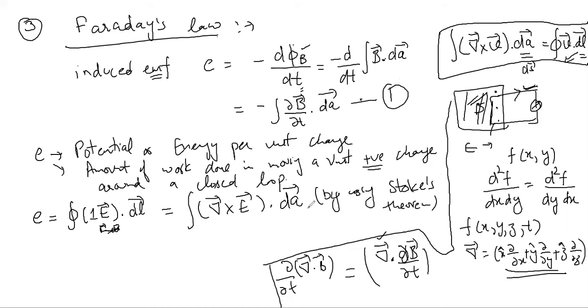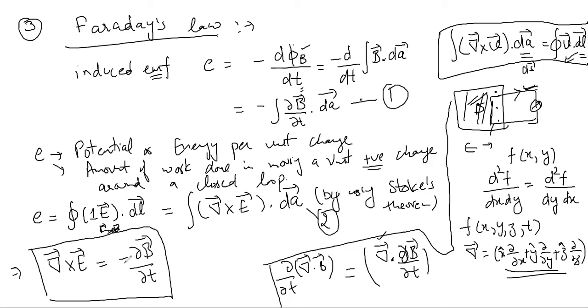If you compare equation 1 and equation 2, on the left hand side in both of the equations is induced EMF. That means your right hand side has to be equal to each other. I can then claim that your del cross E is basically equal to minus curly B by curly T from equation 1 and equation 2. Because your dA is common in both cases, you can say that your integration of del cross E plus curly B by curly T dot dA is equal to 0.